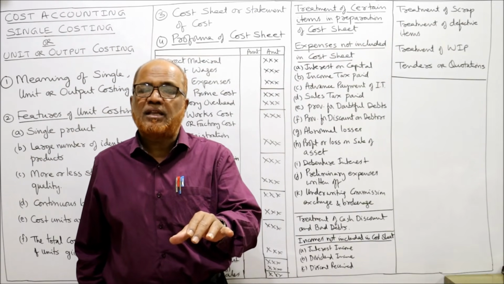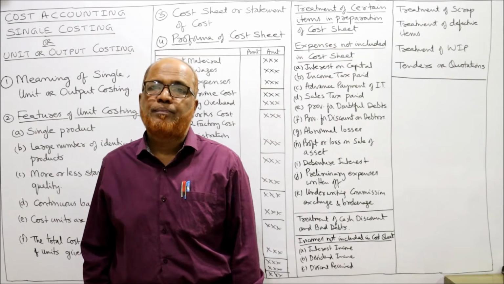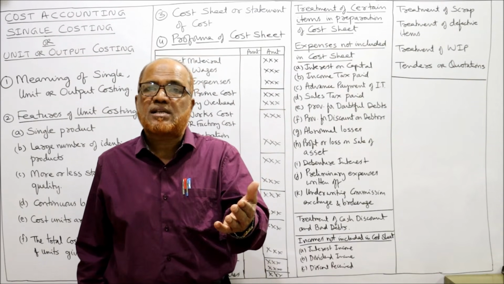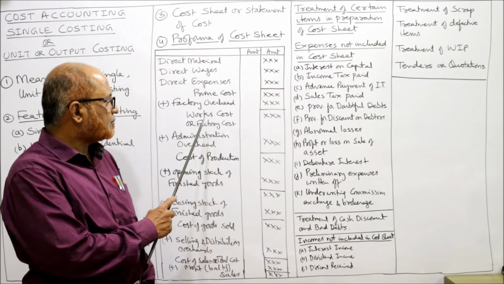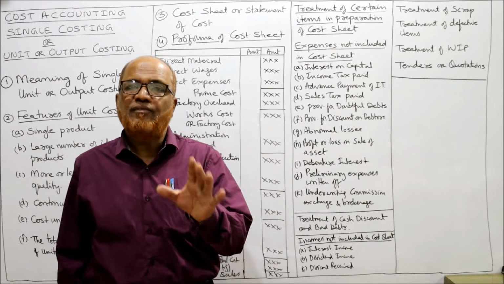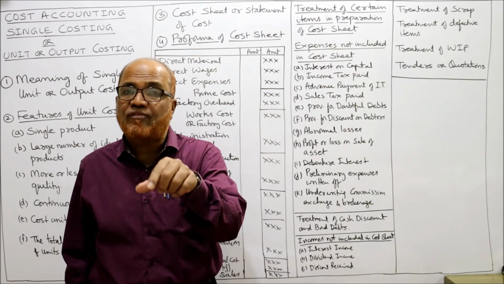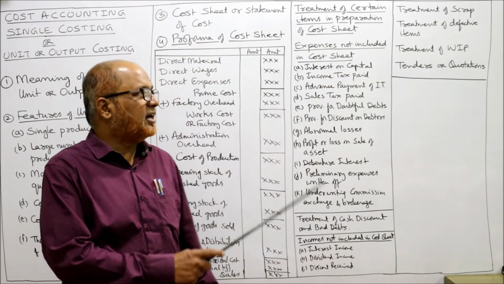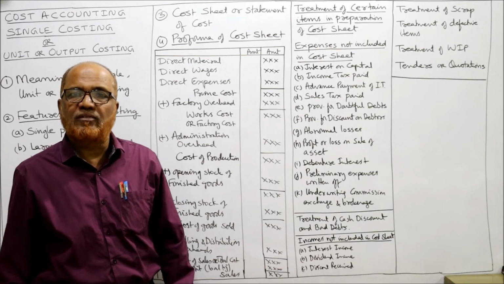But if the problem does not specify whether it is material scrap or scrap after production: if it is scrap after production, then sale of scrap will be deducted from factory overhead. If the problem is silent, we assume that sale of scrap is after the production process, so it will be deducted from factory overhead. Next, treatment of defective items.